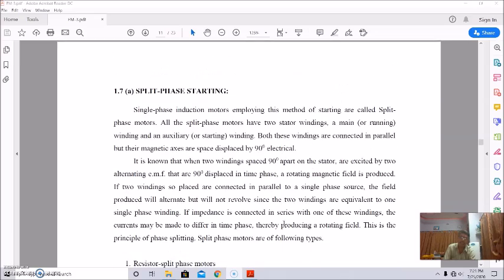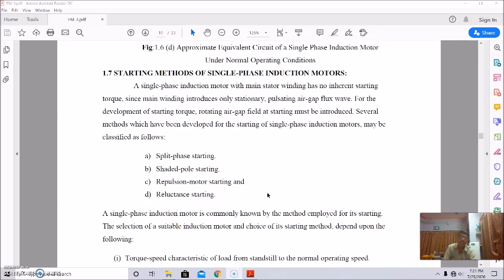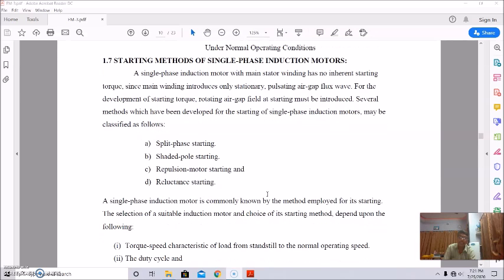Before starting the split phasing, I'm once again repeating the starting methods. Since the main winding has no inherent starting torque, we have to develop starting torque; a rotating air gap field at starting must be introduced. So several methods have been developed for starting single phase induction motors, classified as split phase starting, series pole starting, repulsion motor starting, and reluctance starting.